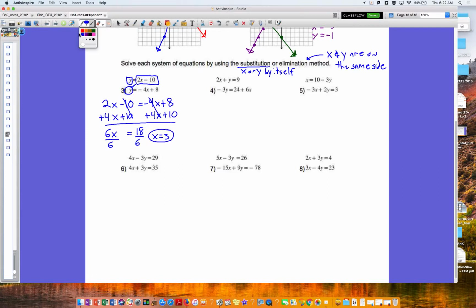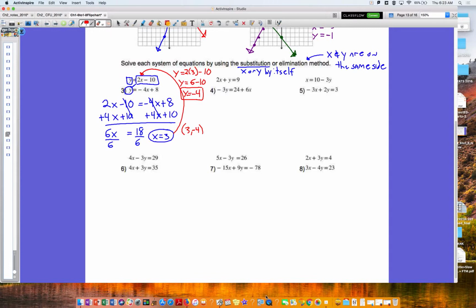Now, we're not done, because we only have x right now. I need to get y. So the beautiful thing is, you can just take your answer, plug it in, and figure out what y is. So we get y equals 2 times 3 minus 10. So y equals 6 minus 10, or y equals negative 4. So I got my x and I have my y. If you're one who likes to write it as an ordered pair, you could write that as (3, negative 4). And that is totally fine.